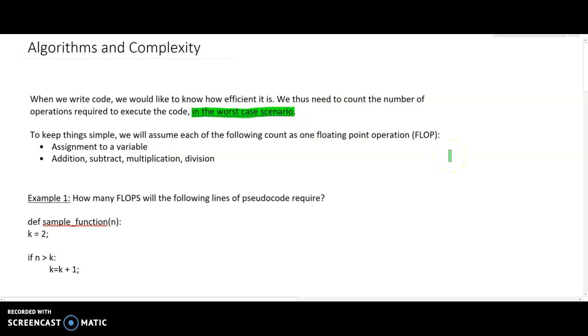There are other types of analysis. There's the best case analysis, the average runtime analysis. We're only going to consider the worst case analysis here.